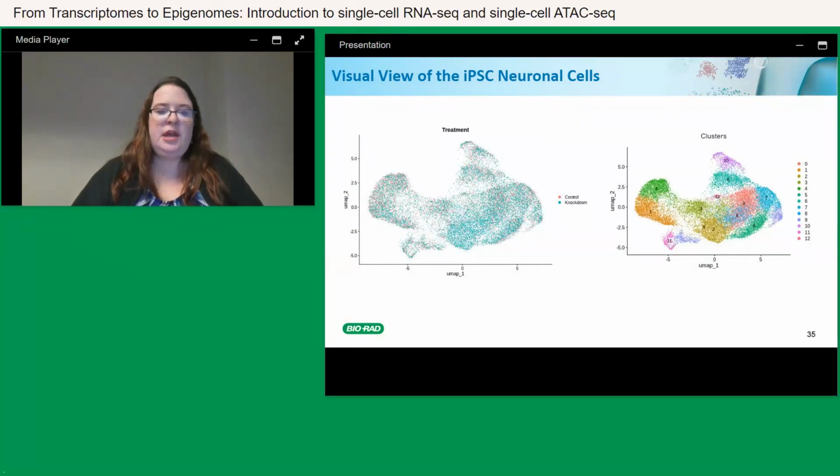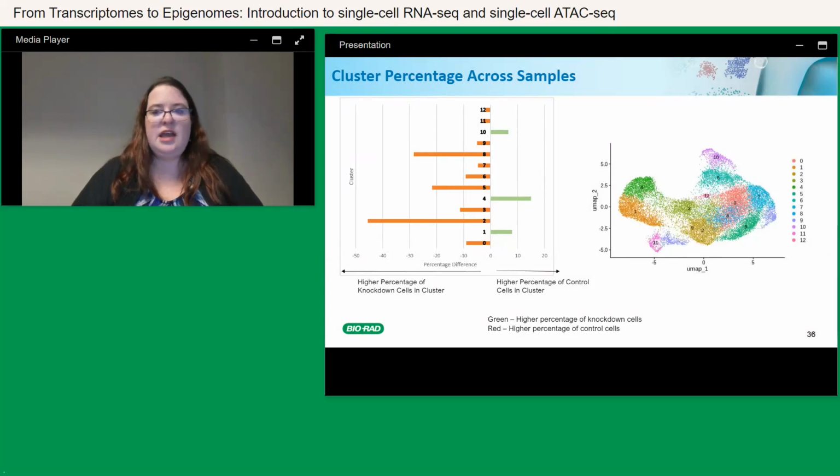When we visualize the sample in our UMAP, we can see areas of more blue, or areas with more knockdown cells, and areas with more orange, or more control cells. To investigate this further, we computationally calculated clusters in this combined sample dataset and counted how many control and knockdown cells were in each cluster. Using these cluster cell counts, we can calculate the percentage difference between the two sample types in each cluster. A more negative percentage change indicates more knockdown cells in the cluster, and a more positive percentage change indicates more control cells in that cluster.